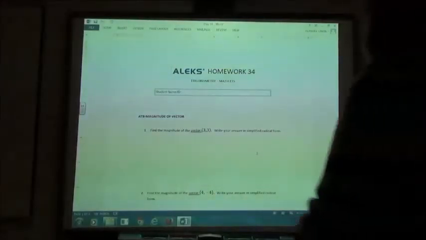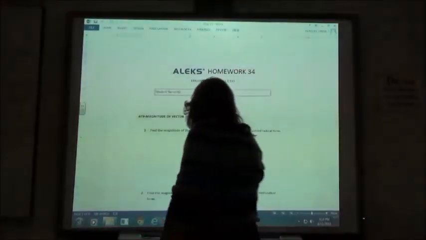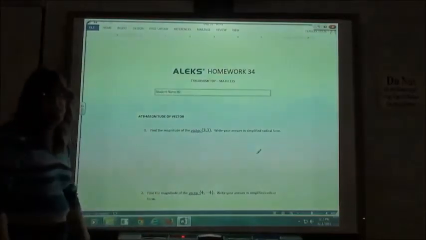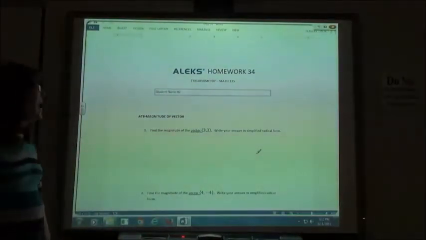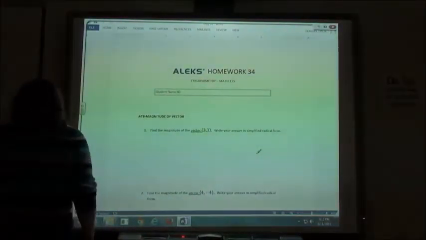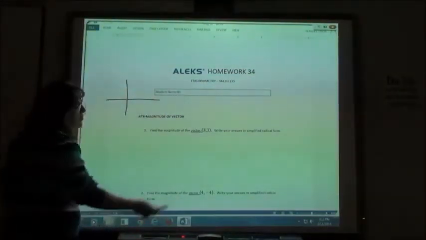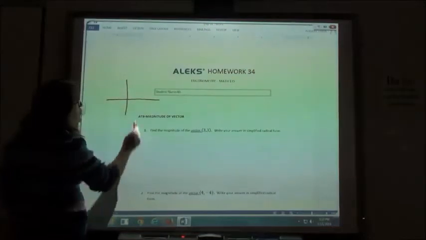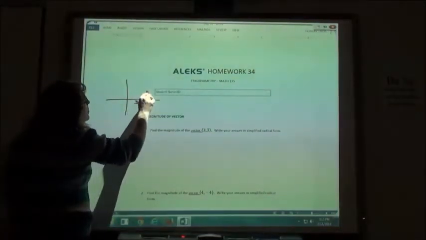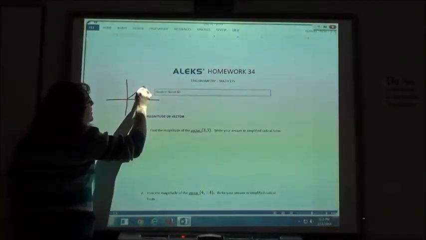All right, homework 34. Now we are going to be working with vectors. A vector is just a math quantity that has both a size and a direction. Usually they represent it with an arrow. So if I had a vector like this one that was 3, 3, it went 3 here and 3 here, and it would be shooting off like this.